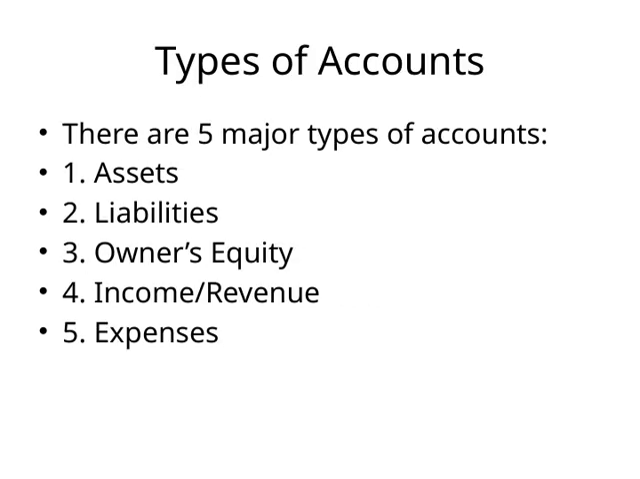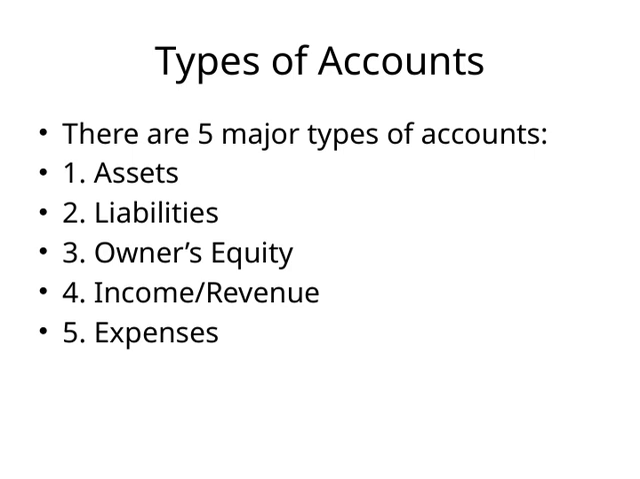Now, let's take a closer look at the different types of accounts you'll encounter in accounting. There are 5 major categories we need to understand. First up, assets. These are resources owned by a business that have economic value, like cash, inventory, or equipment. Think of them as what the business owns that can help generate revenue.